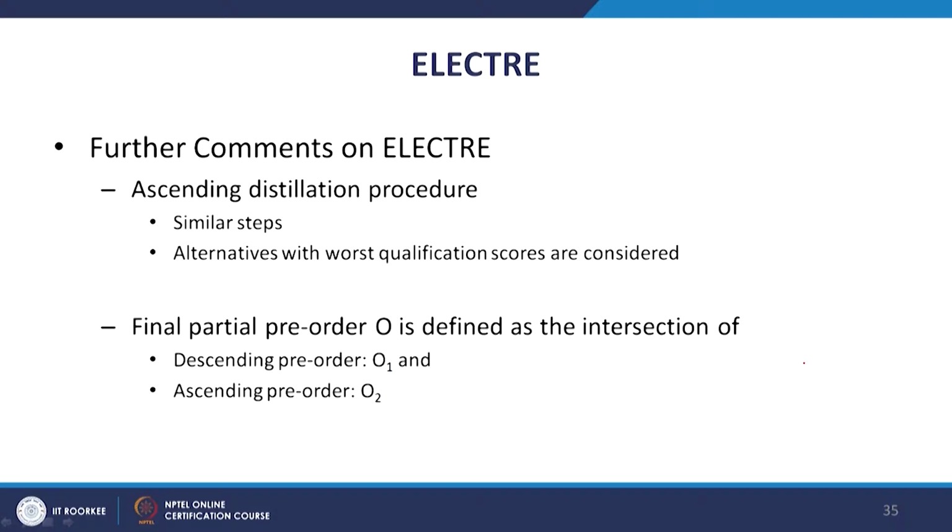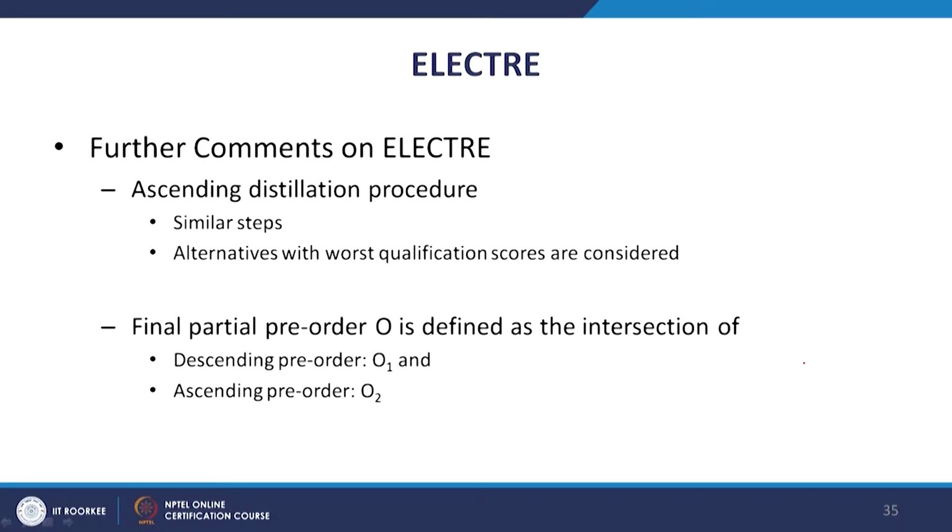Now, let us move forward. So, the steps that we just talked about were about the descending distillation procedure. Now, similar steps are there in the ascending distillation procedure. The main difference being that the alternatives with the worst qualification scores are considered now.